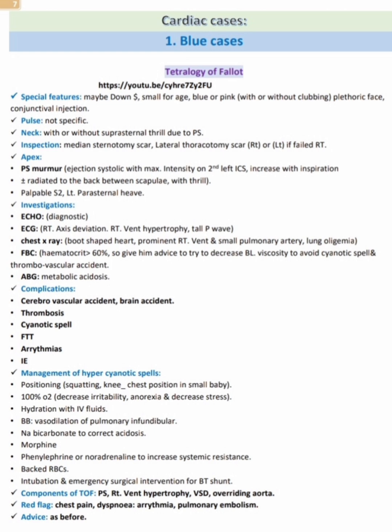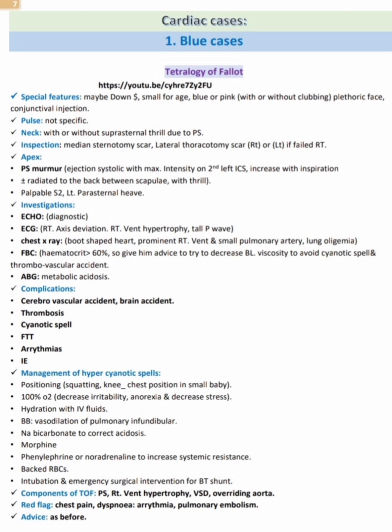On the apex, what do we find? Pulmonary stenosis murmur, that is an ejection systolic murmur with maximum intensity at the second left intercostal space, increasing with inspiration, plus or minus radiation to the back between the scapulae, with thrill. Palpable S2 and left parasternal heave are present.